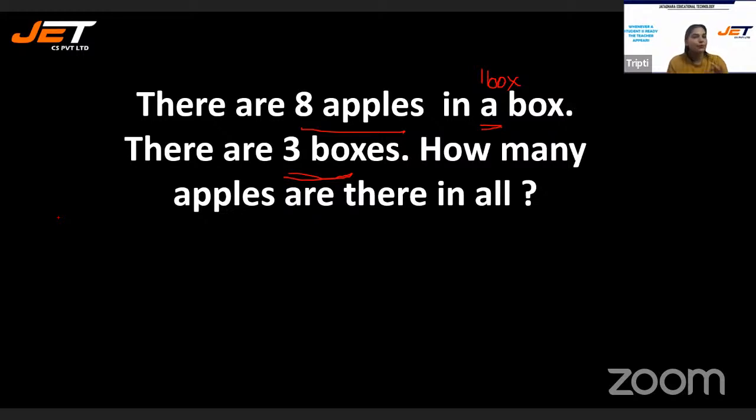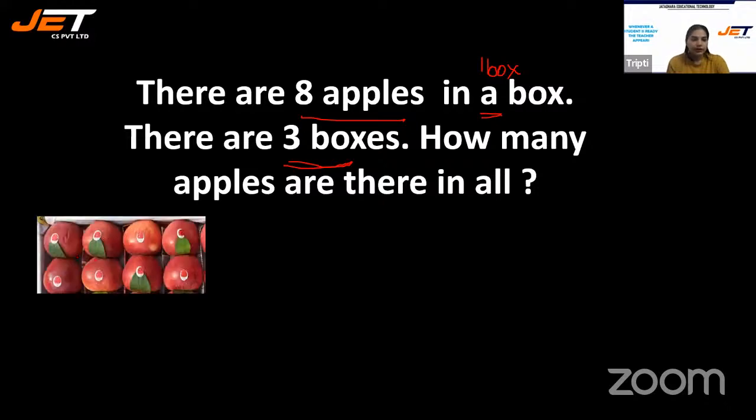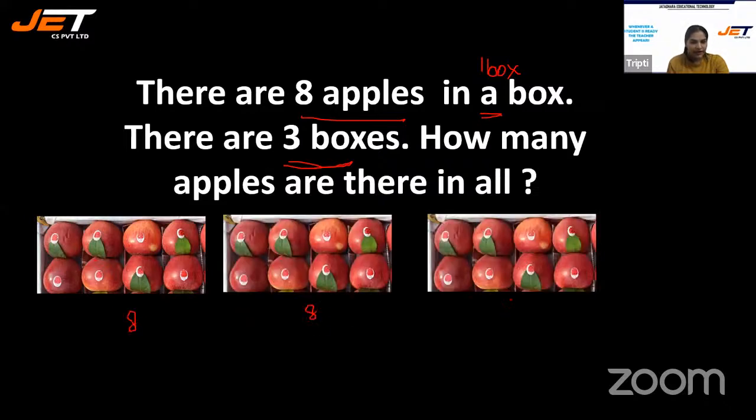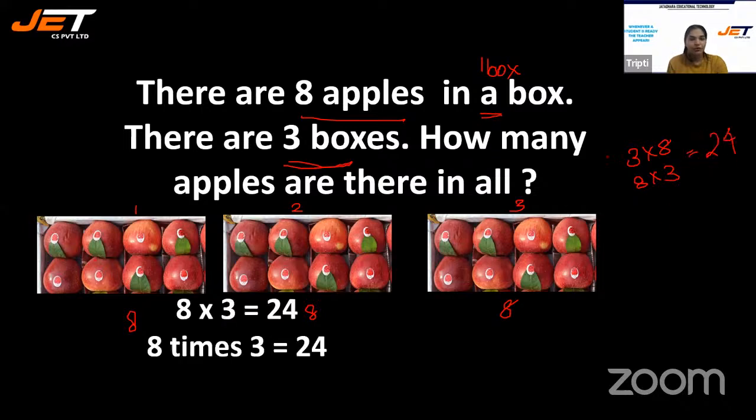So let's see. I hope you got your answer. Over here, in one box, there are 8 apples: 1, 2, 3, 4, 5, 6, 7, 8. In the other, 8, 8. And there are 3 boxes: 1, 2, and 3. So 3 boxes having 8 apples, or 8 apples in 3 boxes. What is the answer? 24. 8 times 3 is 24. Or you can also do 3 times 8. Both of them will give you the same answer.